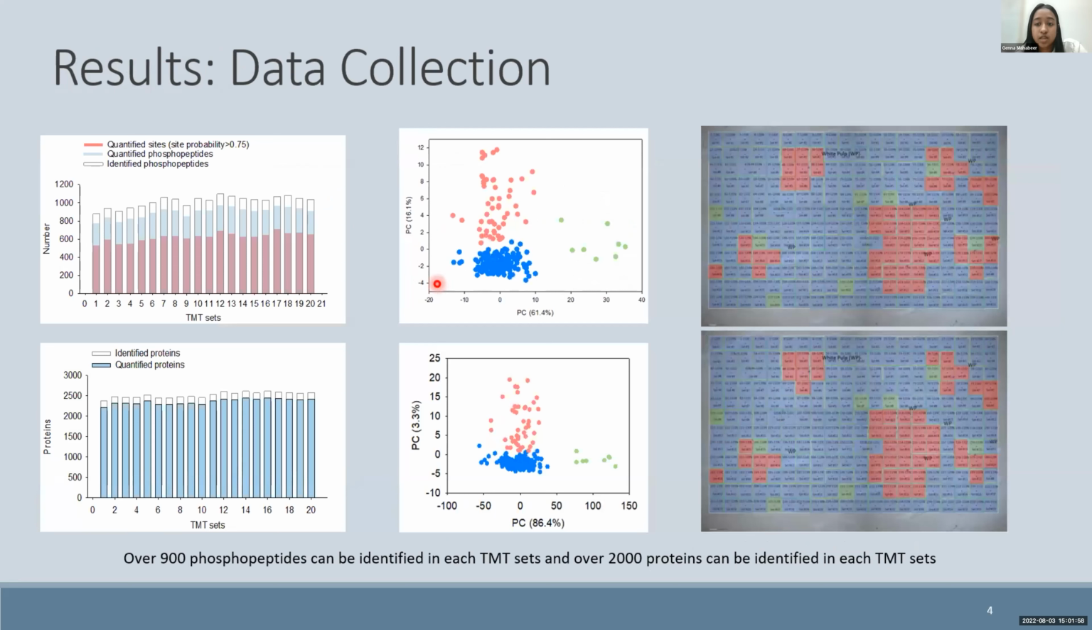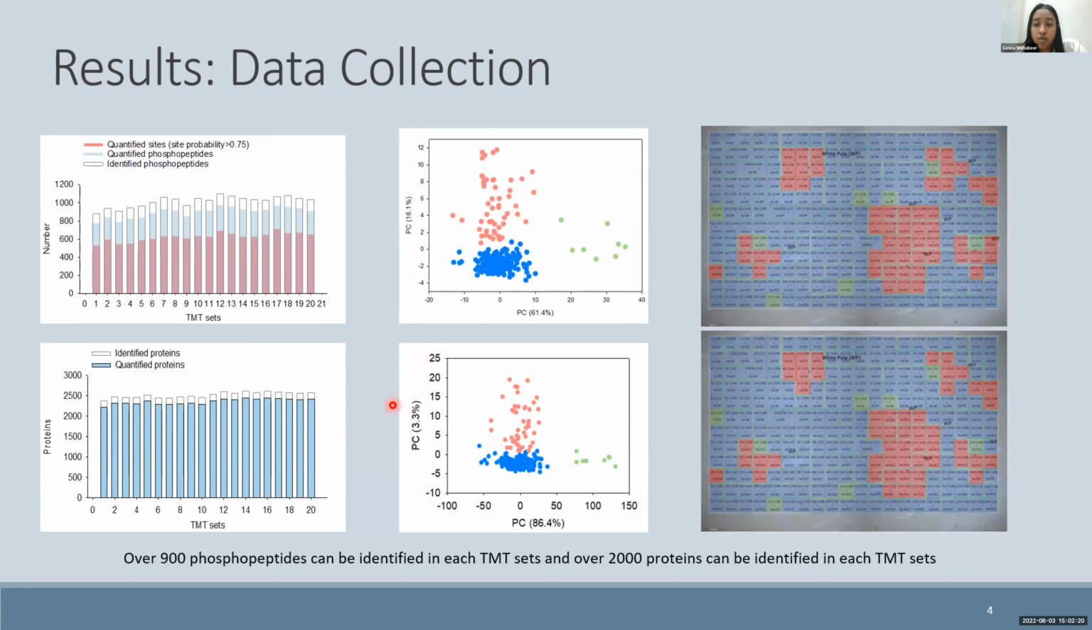So going on to our results, we were able to identify over 900 phosphopeptides in each TMT set, with about 600 being quantified, and we were able to identify over 2,000 proteins, with just about the same amount being quantified. And overall, there was more data collected for our global proteome data set than that of our phosphoproteome data set.